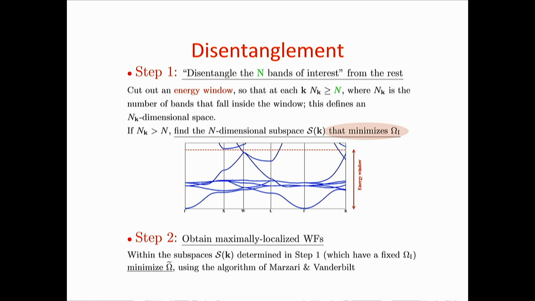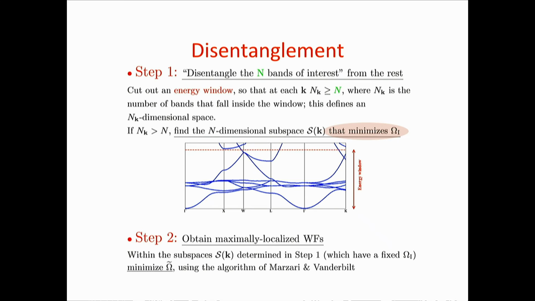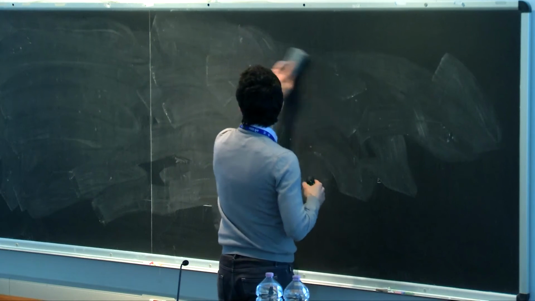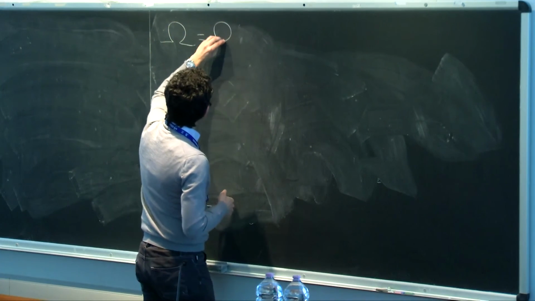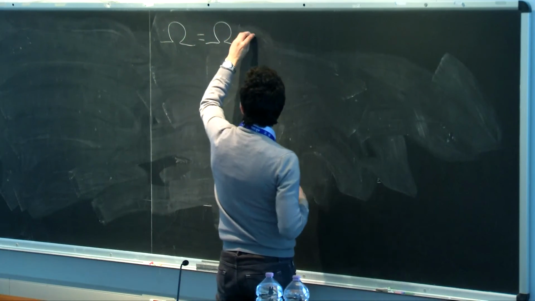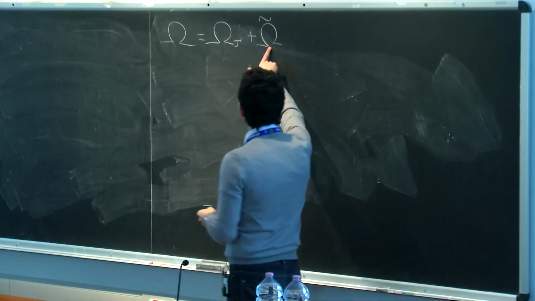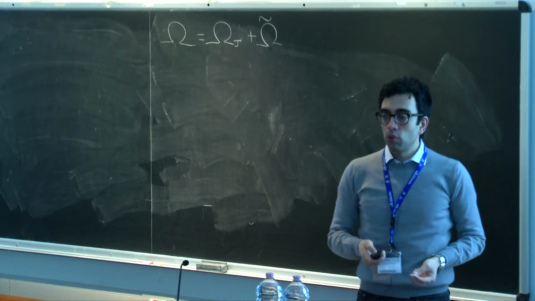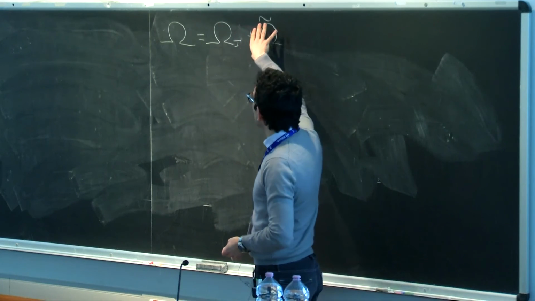And how can we do it? That's 2 slides to tell you how you do it. I don't want to go into details, but I want to at least explain and make you understand why it works. Before, we remember, we wrote that our function, our spread omega, could be written in 2 parts. So it was omega equal to a gauge-invariant part, which we forgot about because it wasn't changing with the gauge for the U matrices, and a gauge-dependent part, which was the part we were minimizing.